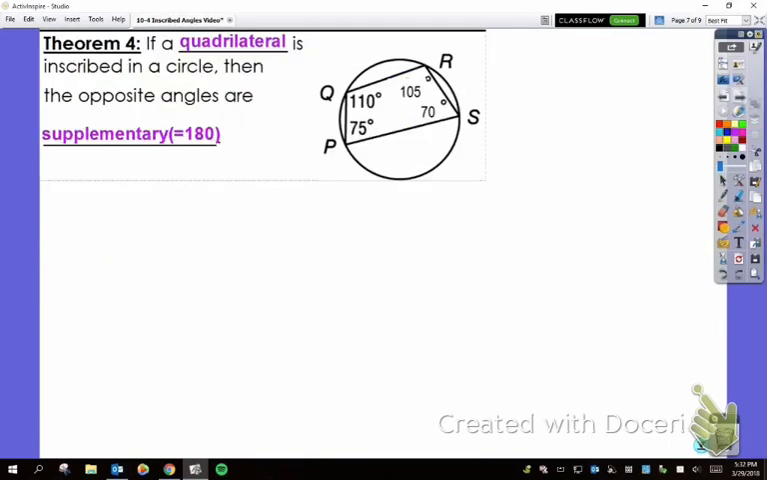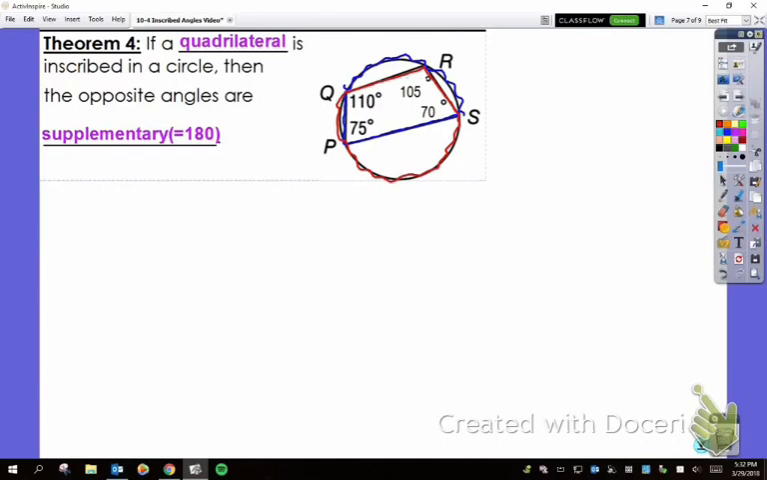Theorem 4 says if a quadrilateral is inscribed in a circle, then the opposite angles are supplementary, or they equal 180. The reason for that is because our whole circle has 360 degrees, and if it's inscribed, like here, angle P goes with this arc. And then its opposite angle is angle R, which goes with this arc, which makes our full circle. So 360 divided by 2 is our 180. So those angles have to equal 180.